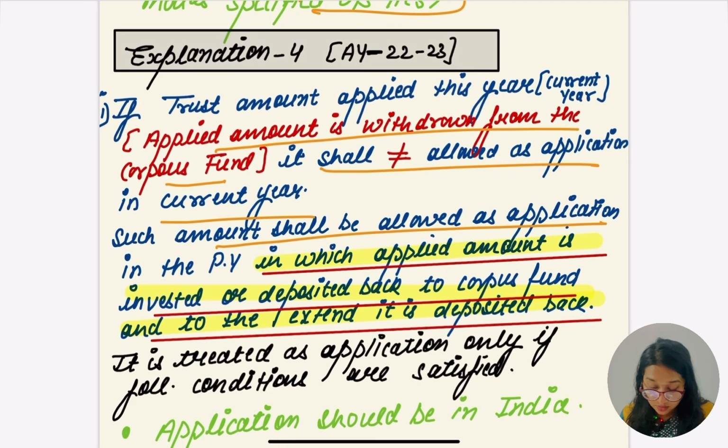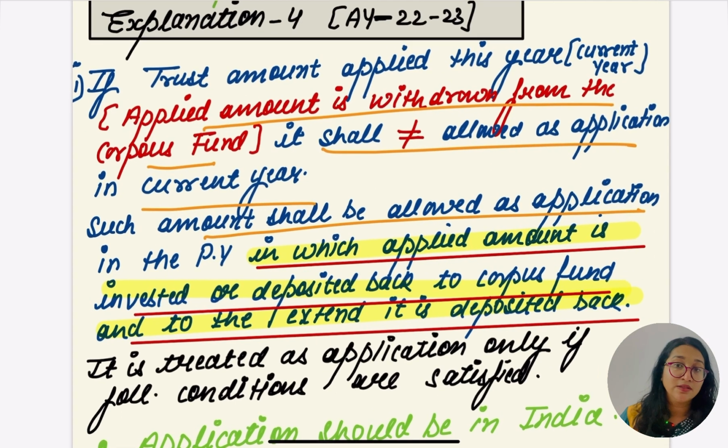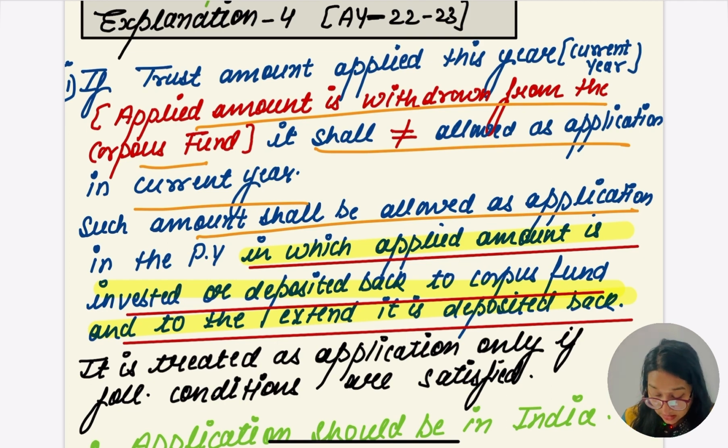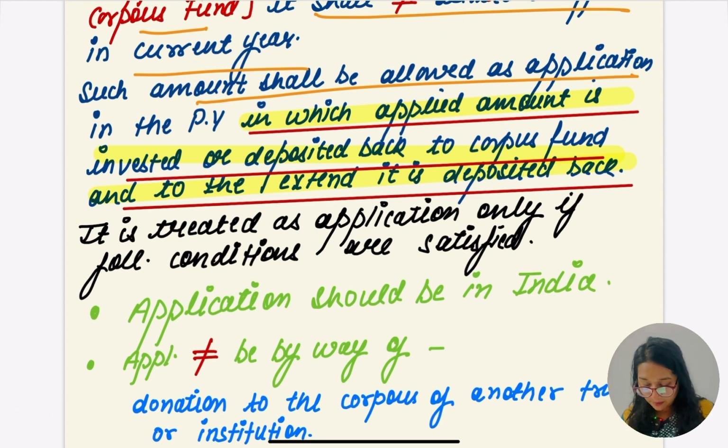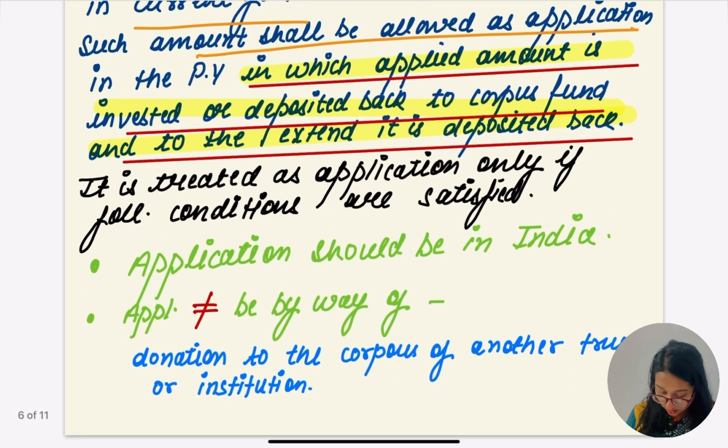What happens if the trust amount is applied? We are not going to get the benefit in that year. What I said: applied amount withdrawn from the corpus fund shall not be allowed in the current year. It is going to be allowed in which year? In the year in which the applied amount is invested or deposited back to the corpus fund, and to the extent of its deposit back. In that year only, the amount is going to be deemed as applied. It is going to be applied income in that particular year. Hope this point was clear.